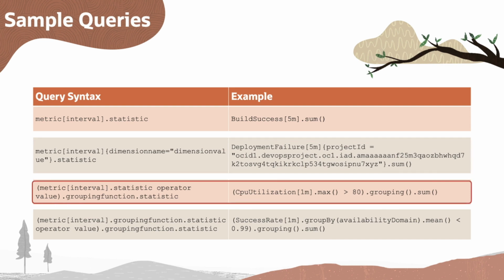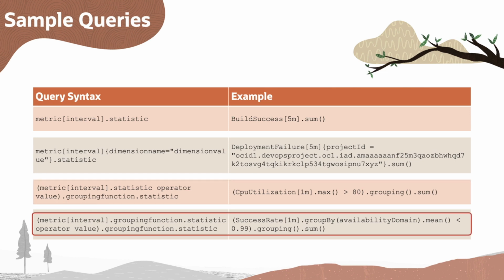In the third example, we are introducing the grouping function. And using the metric CPU utilization, we are looking at the number of hosts with a utilization greater than 80%. This is also referred to as a nested query, which means you have multiple embedded queries, and these are typically used with creating alarms.